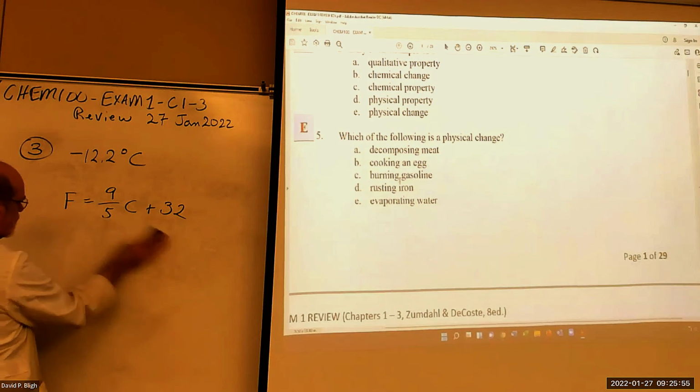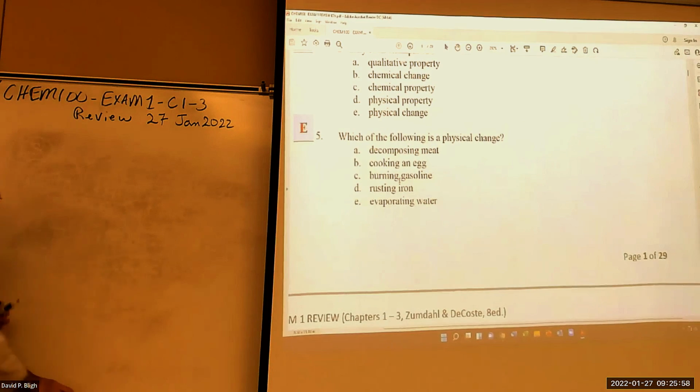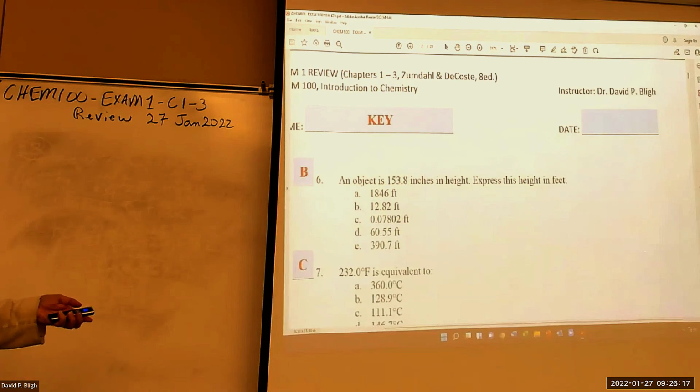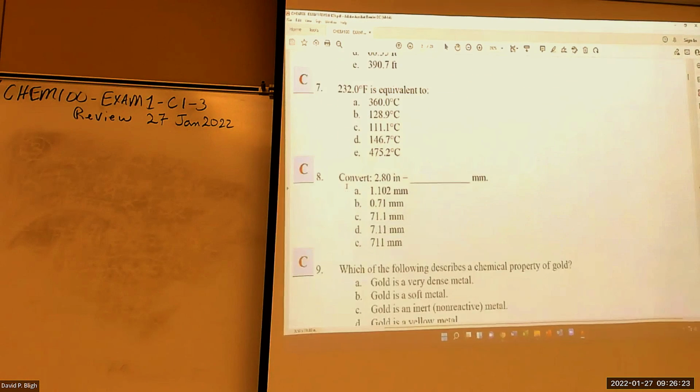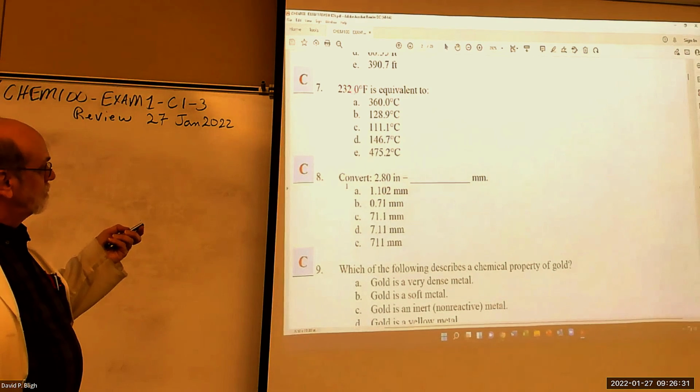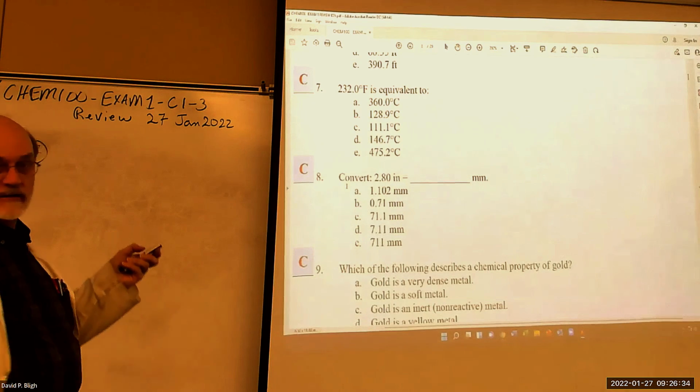And I think the next one is number 7. Let me flip the page over. Yep. Next one I want to look at, number 7. Oh, okay. Let's see, come on. Almost. Number 7. This is a case where we do solve. Go from Fahrenheit to Celsius.